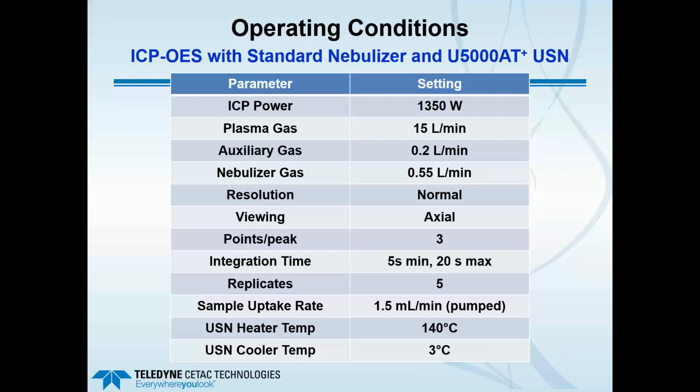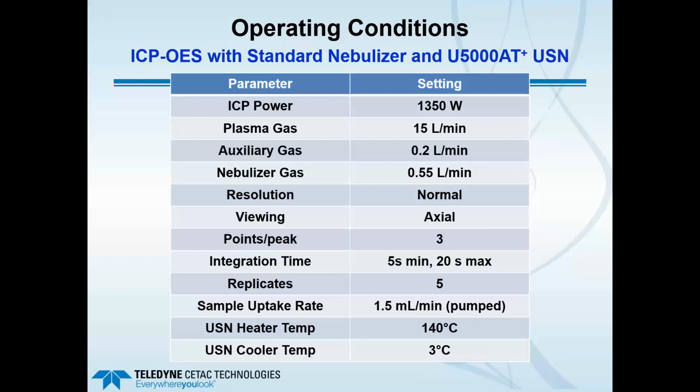Operating conditions, as you'll see, the one I will point out that may need to be adjusted is just the nebulizer gas. For a standard nebulizer system, like a standard glass concentric nebulizer, that may be around 0.6 to 0.65 liter per minute. With the ultrasonic nebulizer, it's often a little bit lower. In this case, it was 0.55.